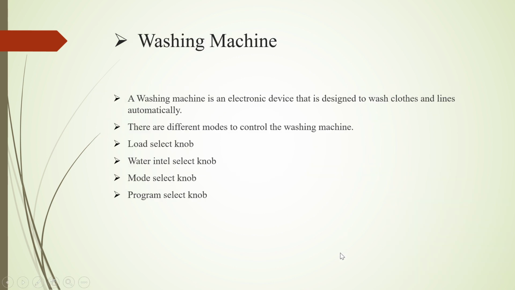Washing machine. It is the project we are doing in this internship. A washing machine is an electronic device that is designed to wash clothes and linens automatically. Here, to control the washing machine, we are using the embedded system. Here there are different modes to control the washing machine. Those are load select knob, water intake select knob, mode select knob, and program select knob.